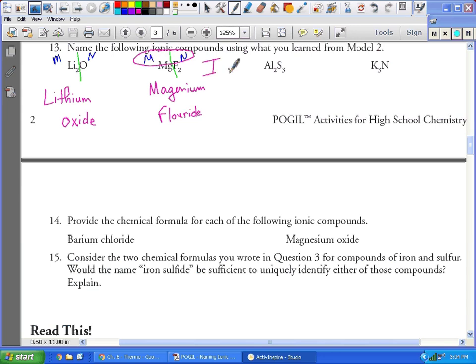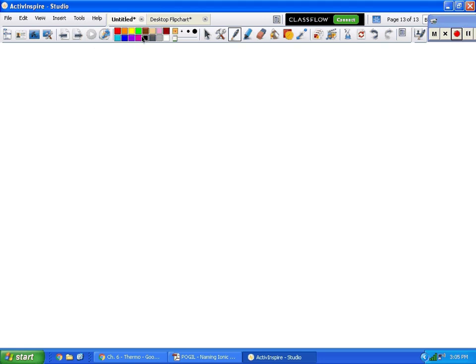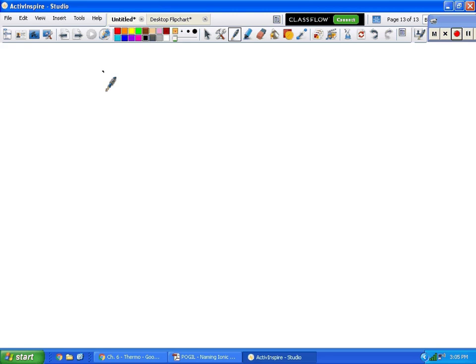So your question was, how do you know that there are two F's then? Exactly. So we answered that question a minute ago when we did this. The charges are always neutral, and the sum of the charges must be 0. And so when we do, what's the compound again? MgF2. So when we do our charges, magnesium is in what group? Do you know? It's in group 2, so it's a 2 plus, right?